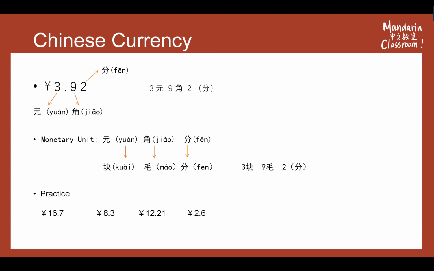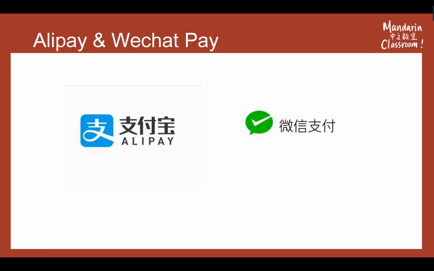Okay, for the last one, 2.6. Here too, it must have a unit, so we have to say this 2 in which pronunciation? Yes, it's 2. So the price is 2块6. Those are the expressions for Chinese currency. If you have any questions, you could leave messages in the comment area. So let's learn the third part.